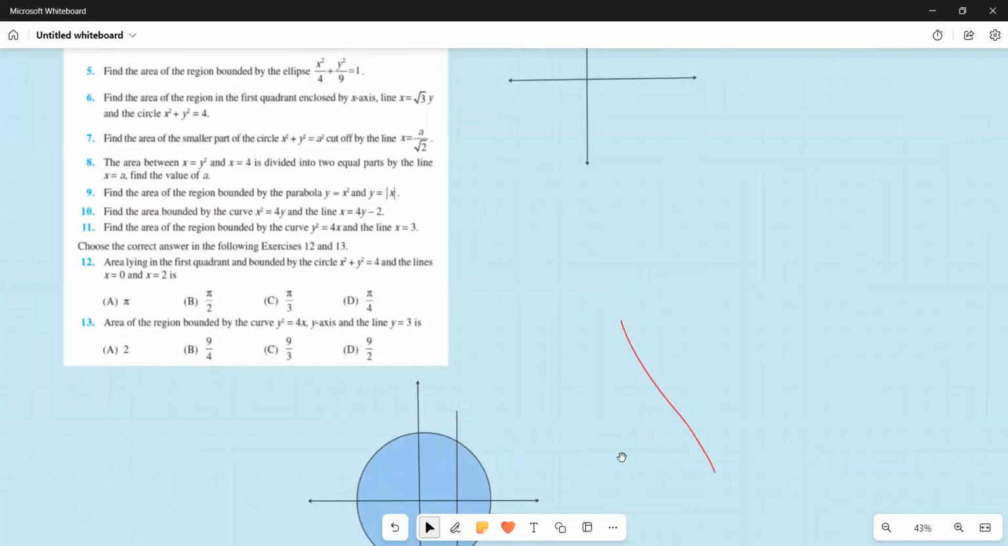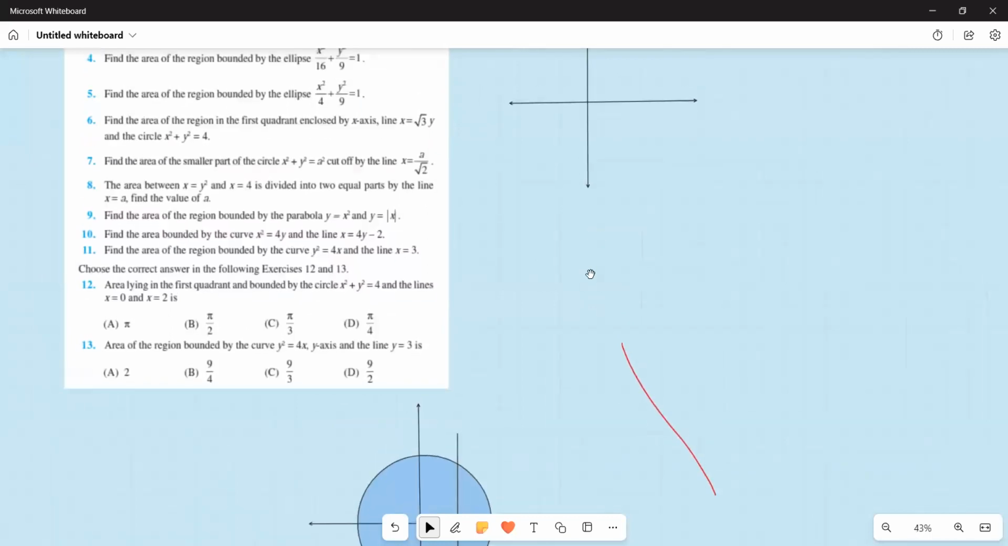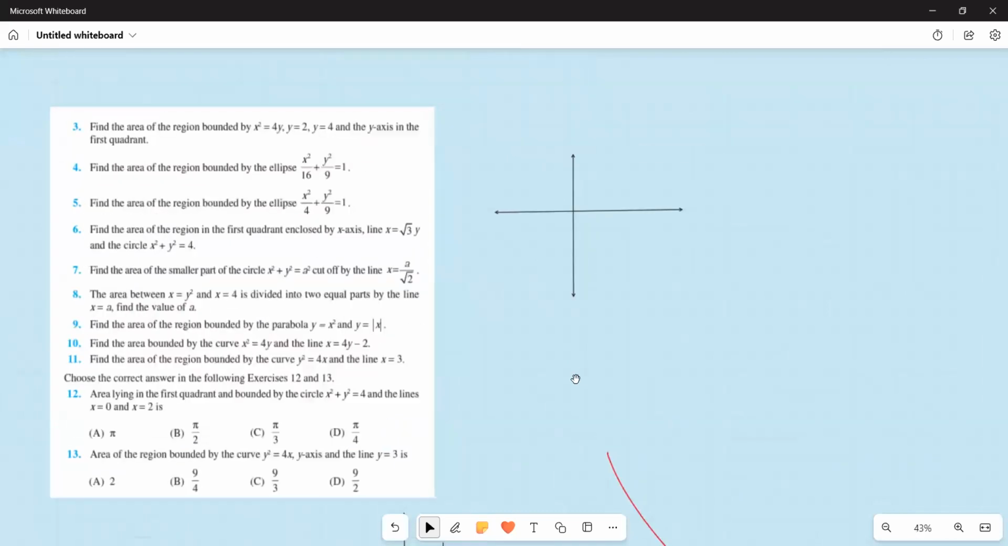So question number 10, where we left yesterday. Find the area bounded by the curve x square is equal to 4y and x is equal to 4y minus 2. Yesterday I was telling you that this is the upside parabola.